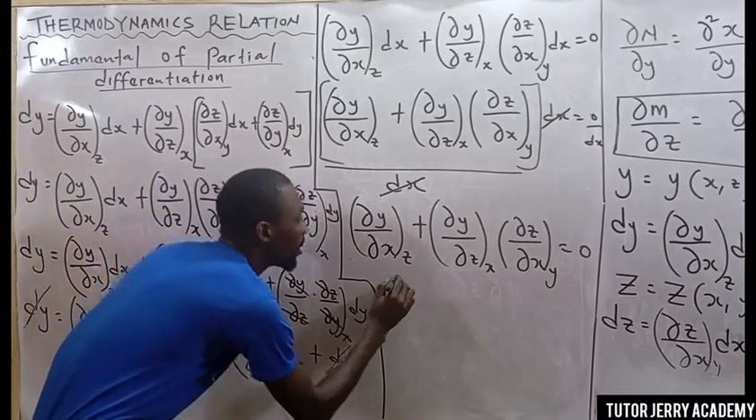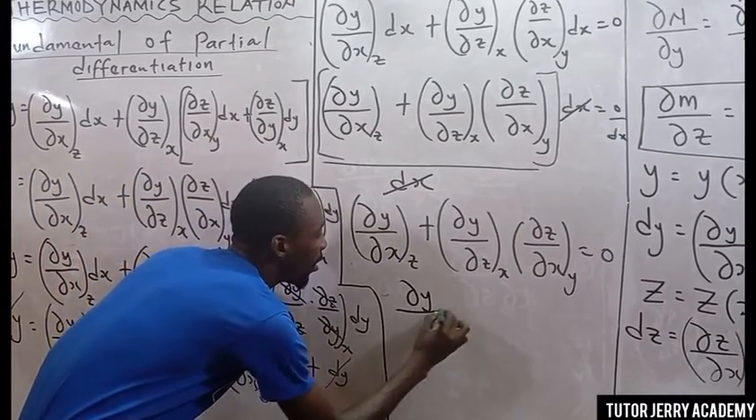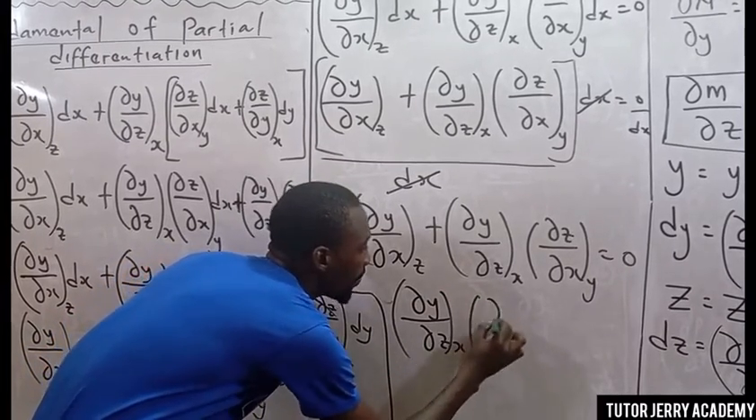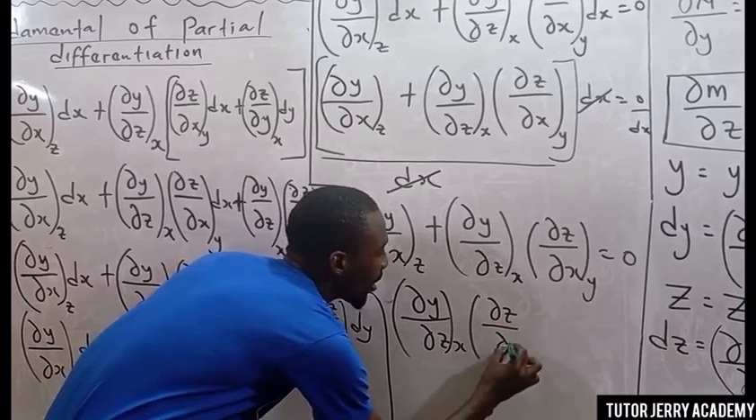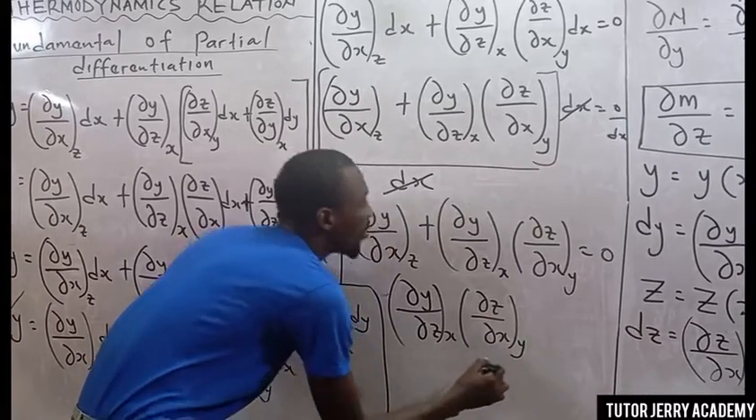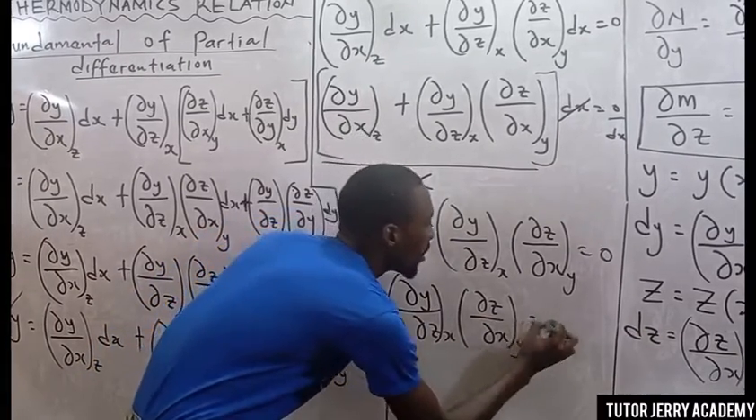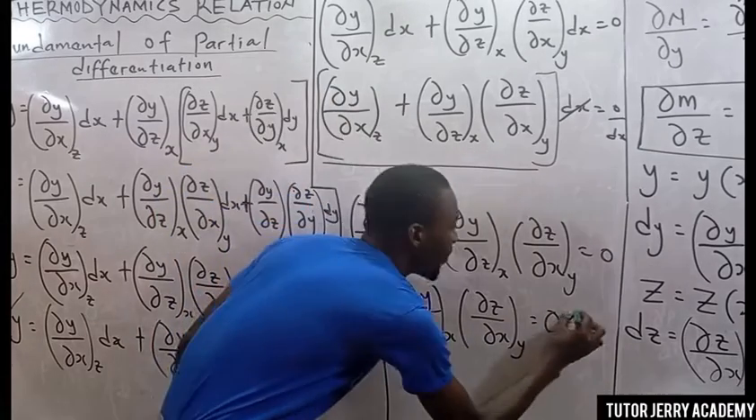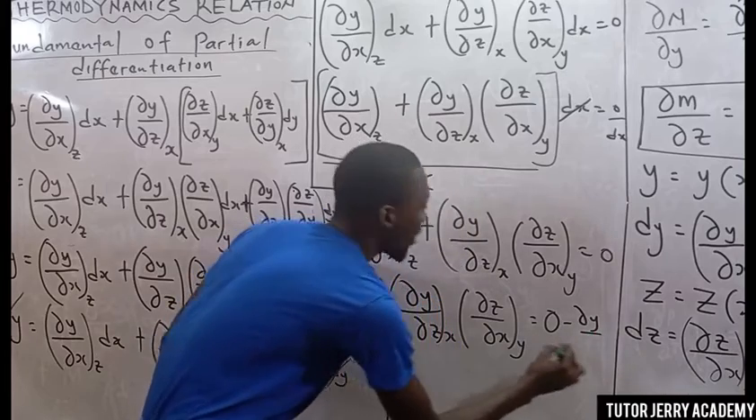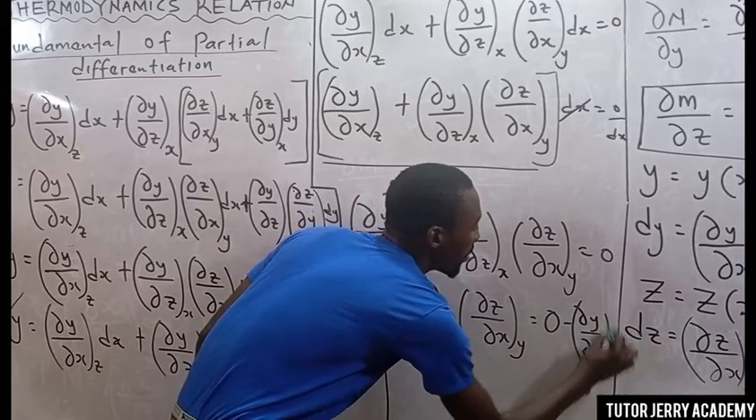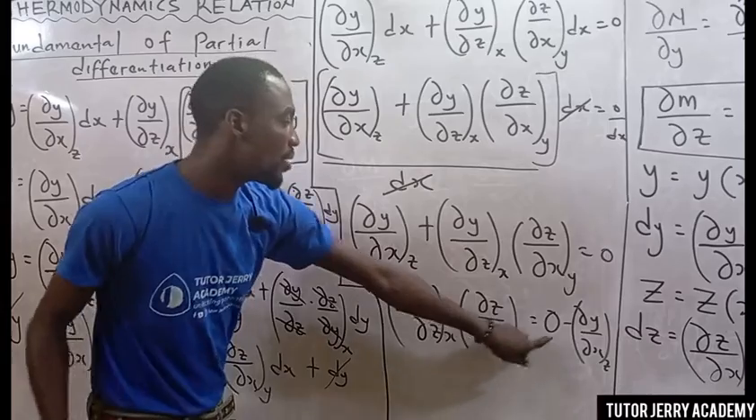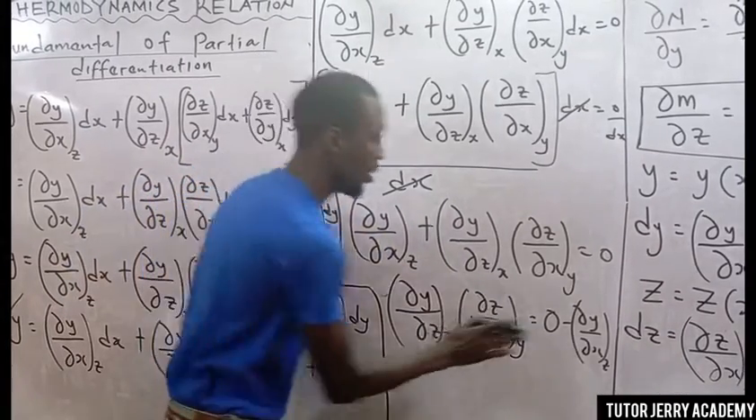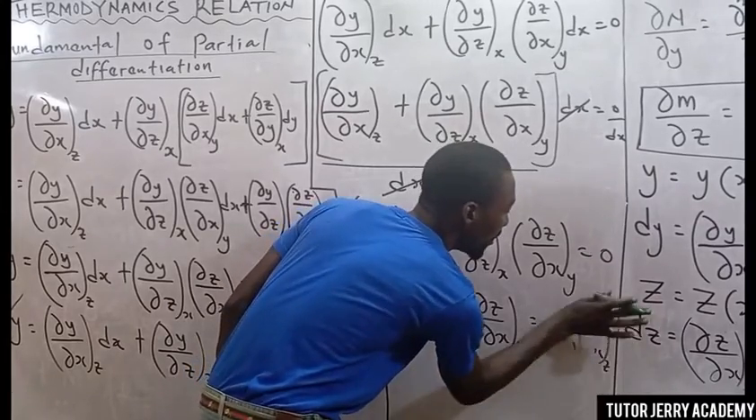So now we are going to say the partial derivative of y all over the partial derivative of z, keeping s constant, into the partial derivative of z all over the partial derivative of s, keeping y constant, is going to be equal to 0 minus the partial derivative of y all over the partial derivative of s, keeping z constant. So 0 minus what is here is going to give us the negative of this. There's no big deal in that.